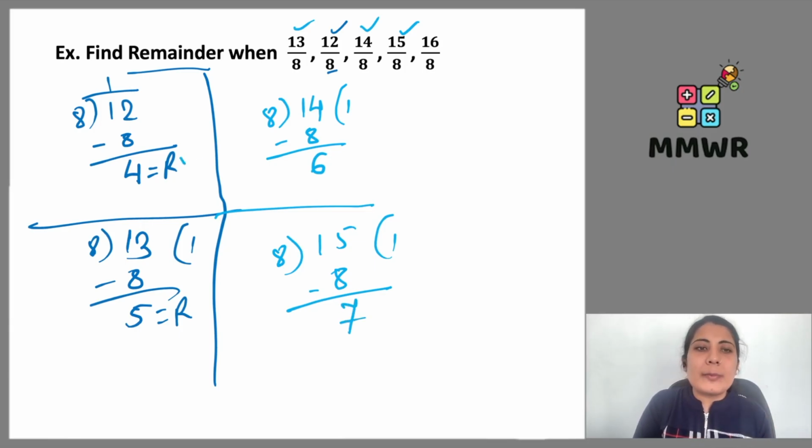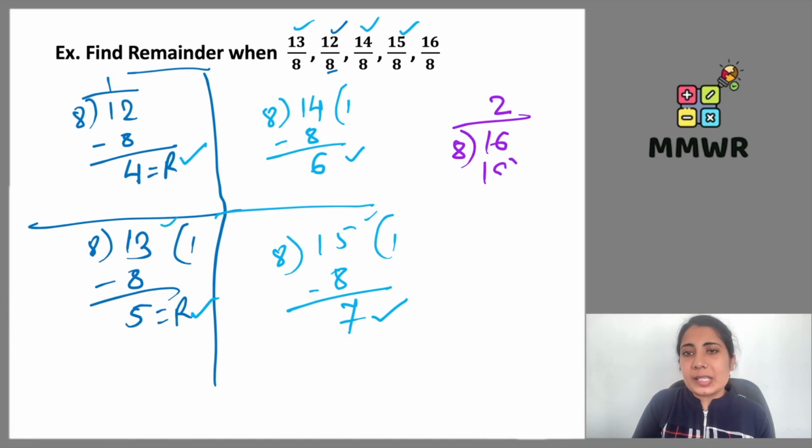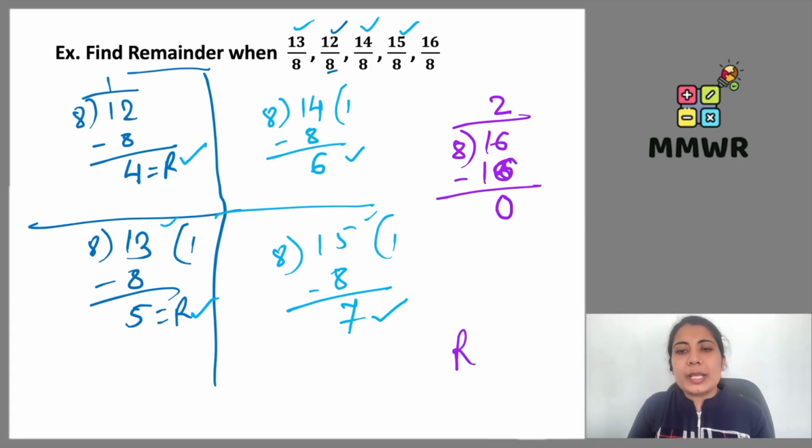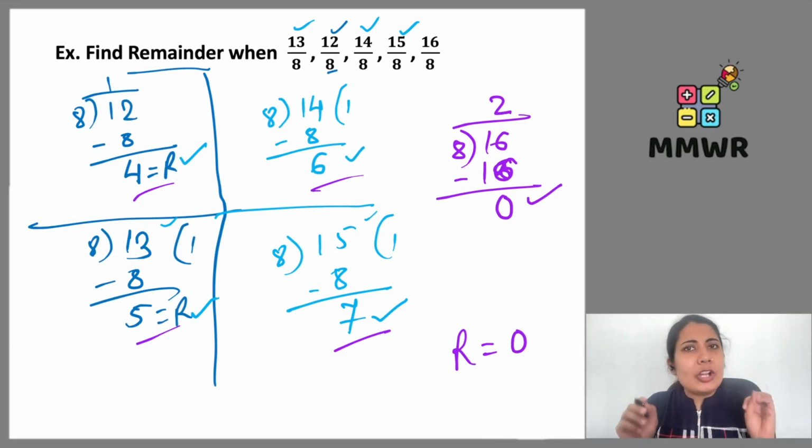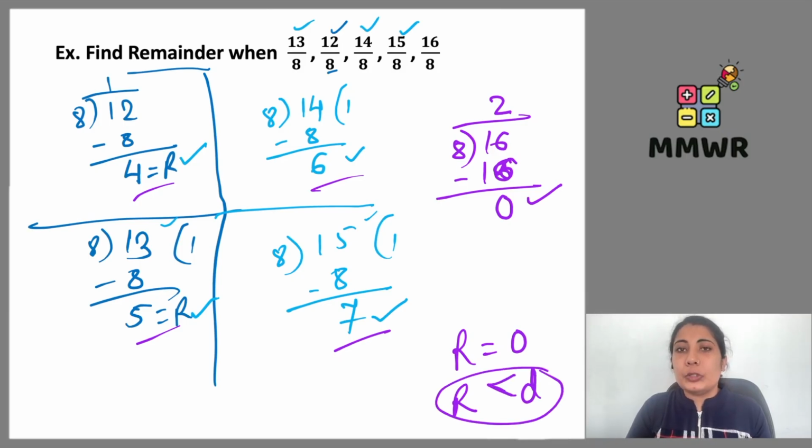You can see the remainder value is increasing. Why? Because the number is also increasing. Now the next number, 16: when I divide this 16 by 8, 8 twos are 16 and 16 minus 16 gives me remainder 0. So the value of the remainder is 0, or it can be 4, 5, 6, 7, any number, but make sure the remainder is lesser than the divisor. Nowhere did we get 8 as the remainder.